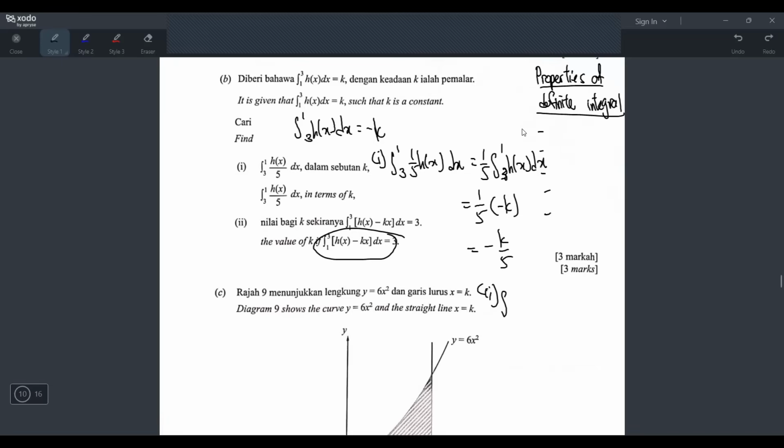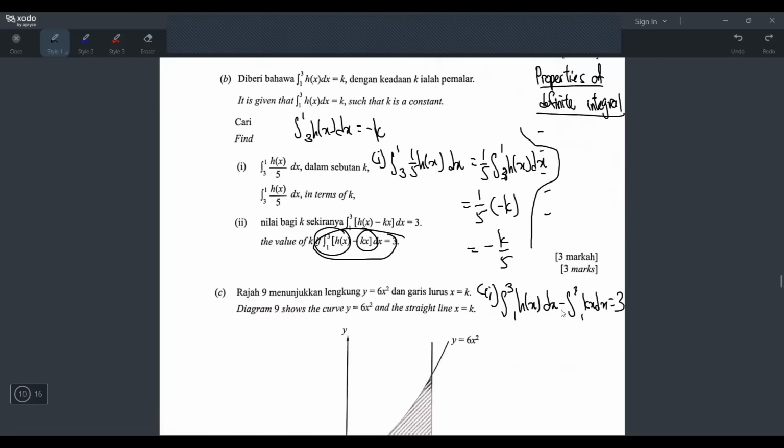I said there are 5 properties, right? So one of the properties says that if you have two terms inside the integral, you can separate them. So when you separate them, it becomes integrate from 3 to 1 of h(x) dx minus integrate from 3 to 1 of kx dx equals 3, right? What I'm doing is I'm just separating it into two separate integrals. Yes, there is indeed a property that says you can do this, right?